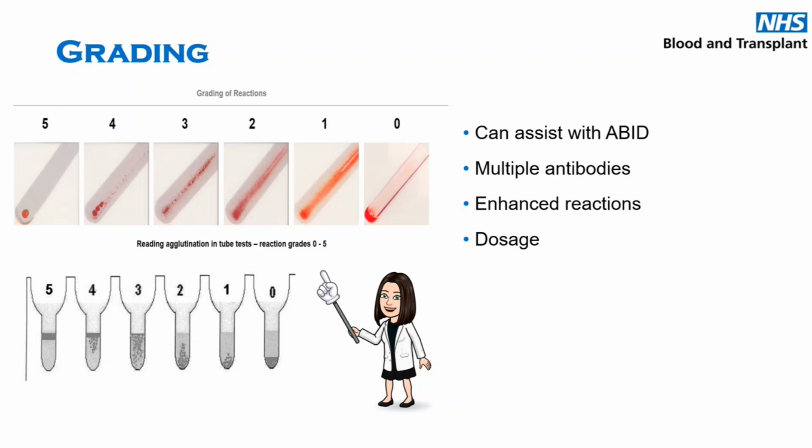It's also really good for identifying your enhanced reactions. So if something's a lot stronger by enzyme, you have that knowledge of how that antibody behaves, so it can confirm the presence of an antibody, if it's weaker by IAT and stronger by enzymes, or it's gone by enzymes. And it's also good for dosage, which is when we're looking at the homozygous expression and heterozygous expression, and hopefully I'll be able to demonstrate that for you when we go through the antibody panels.